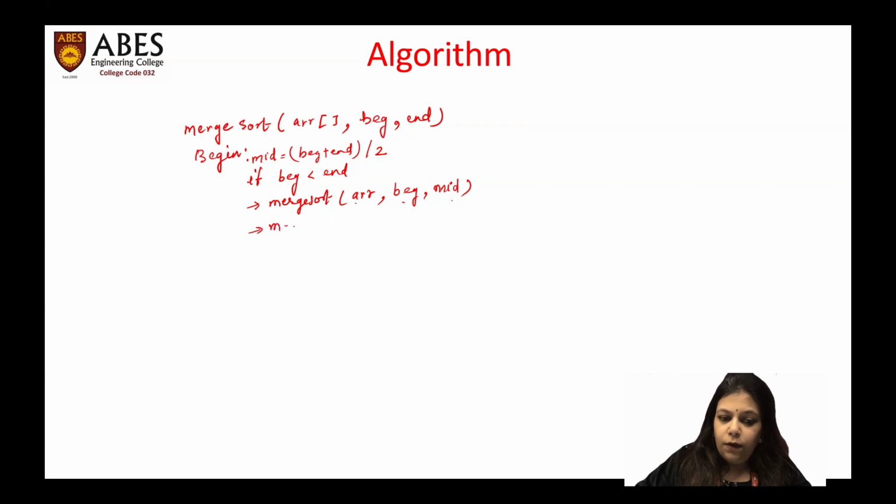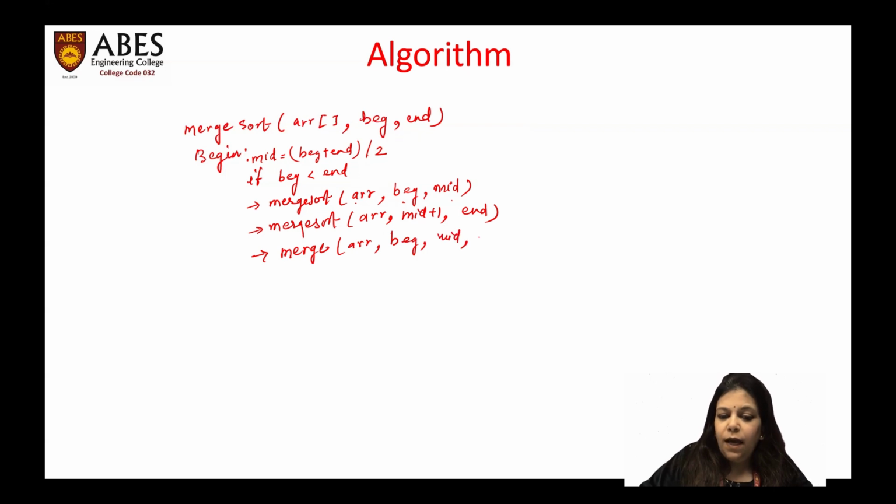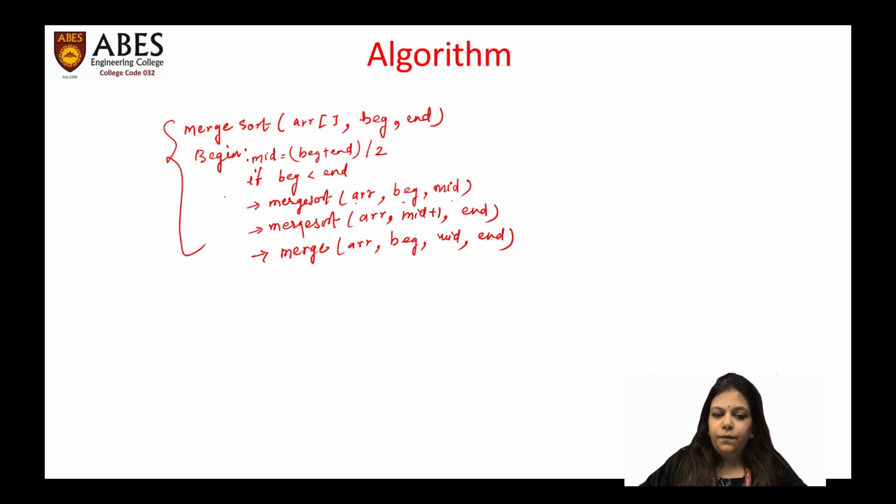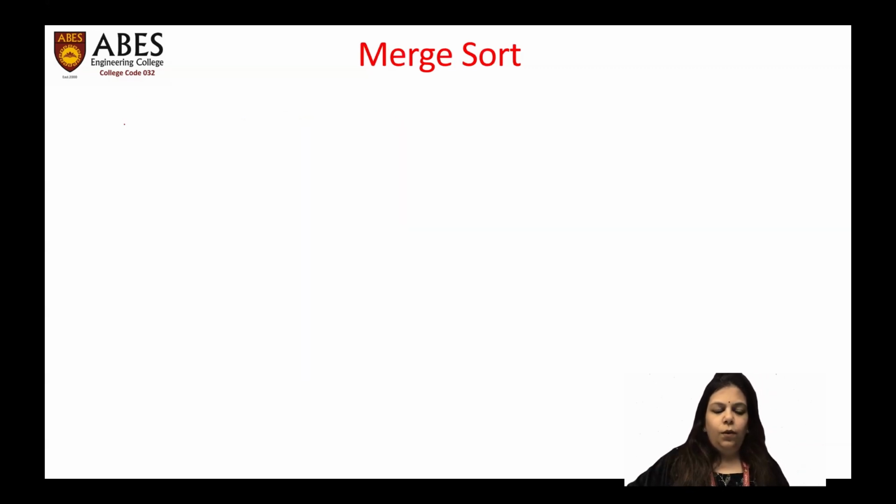And the second call will be merge sort, ARR, mid plus 1 till end. And after recursively doing these two merge sort calls, we have to merge the resultant arrays. And for this, we will be needing array, beginning, mid, and end, as we have just seen earlier. Right? So this is the procedure for merge sort. Now, let us see the complexity of this algorithm.